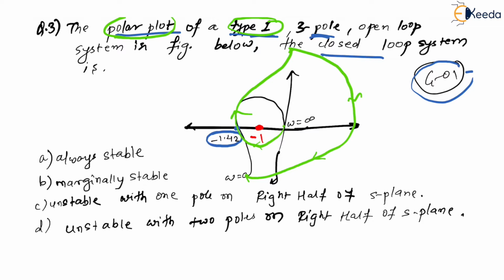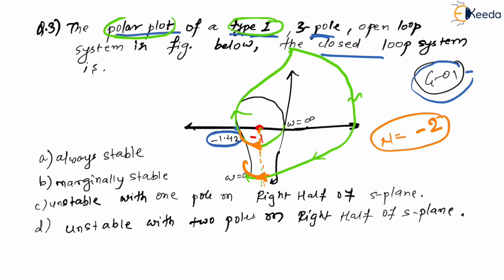Now we need to check what are the encirclements around minus 1. So this is minus 1. If I want to check encirclement around minus 1, let me draw a line over here like this. If you see, this line is cut once and twice in which direction? Clockwise direction. This is clockwise direction, right? This is also clockwise direction. So 2 times it has been cut in clockwise direction, which means N is equal to minus 2.